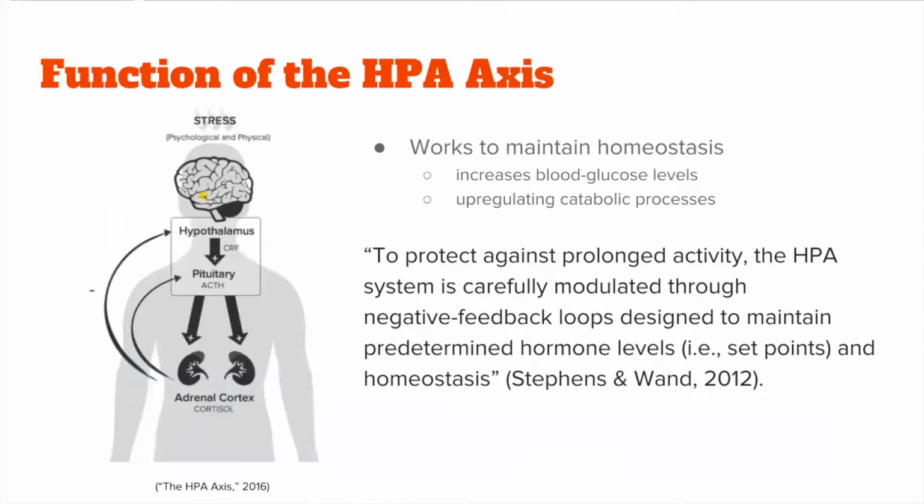The HPA axis works to counteract the effects of chronic stress, thereby maintaining homeostasis by increasing blood glucose levels and upregulating catabolic processes. Increasing catabolic processes provides the body with more energy and decreases events associated with inflammatory responses.